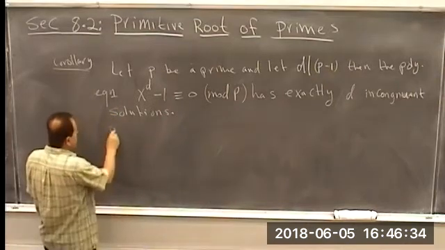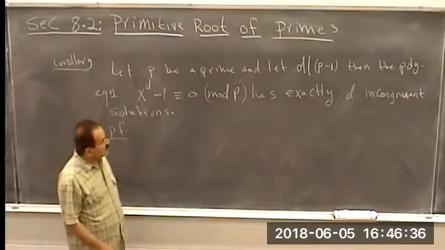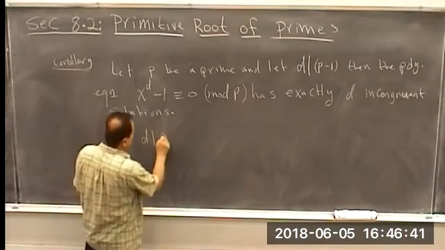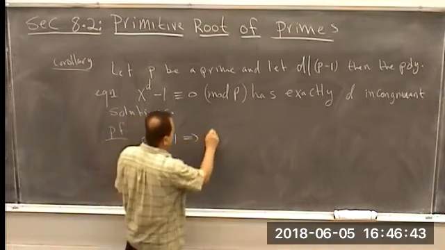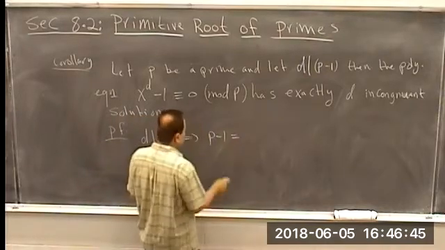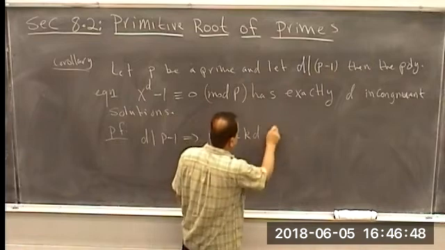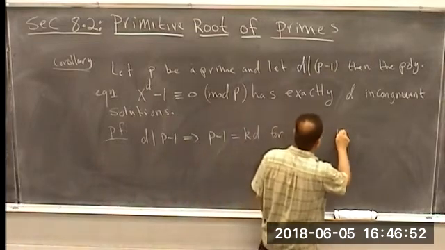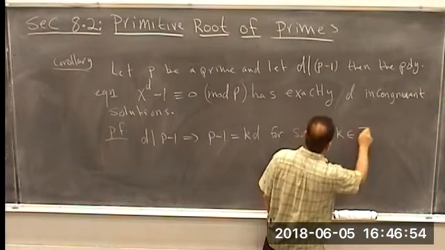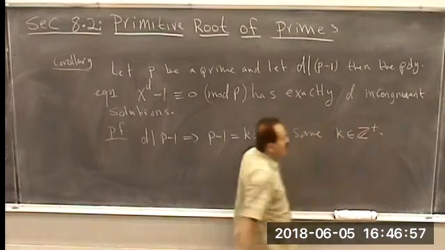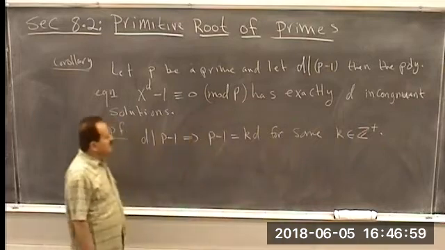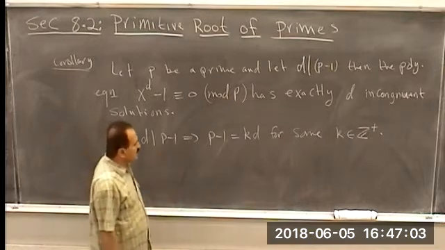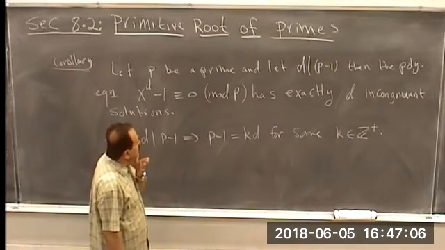All right. So let's go ahead with the proof. Let's start with d being a divisor of p minus 1, so p minus 1 is equal to kd for some integer k. Surely the integer k is going to be a positive integer, right? Because p minus 1 is a positive integer, and so that's what it is.